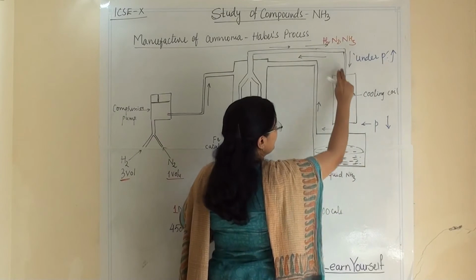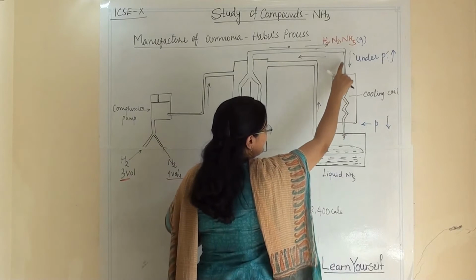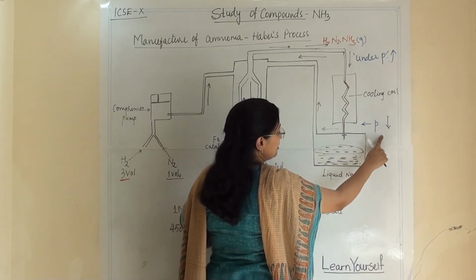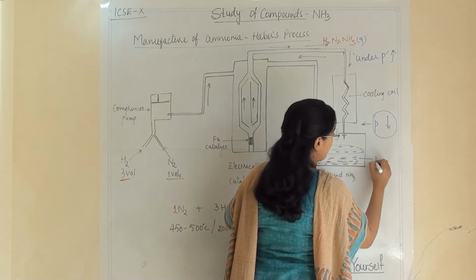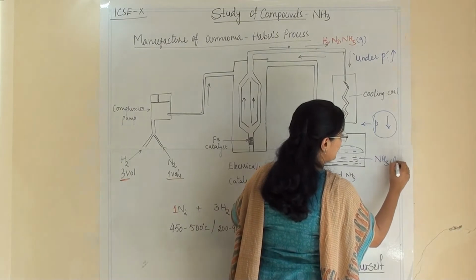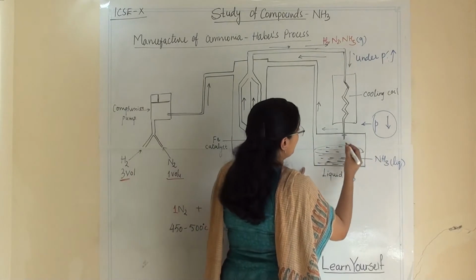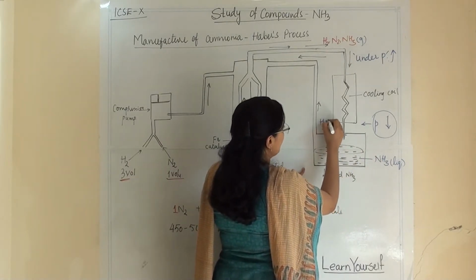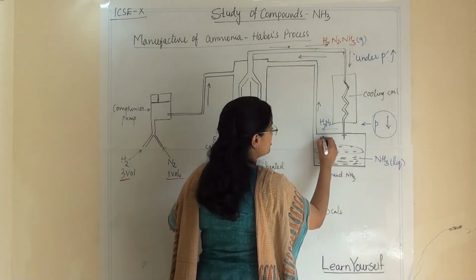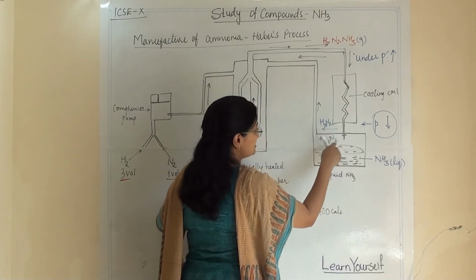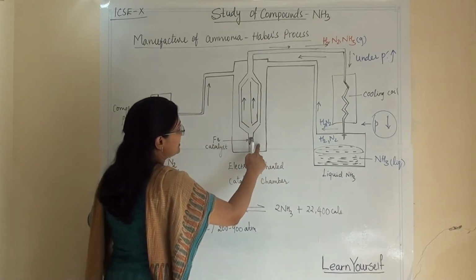Under this, it is in the gas form. Ammonia is in the gas form. When it is passing through here, the pressure is very low. Under this low pressure, we will get liquid ammonia. Ammonia we will get, and that too in the liquid form. Along with this ammonia we will get hydrogen and nitrogen, because this is a reversible reaction. So all the hydrogen and nitrogen that is unreacted will again go to the electrically heated chamber.